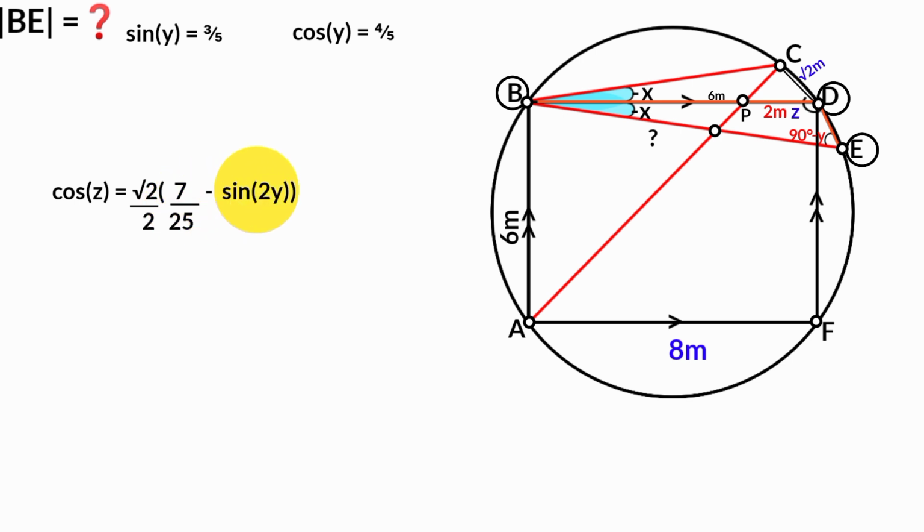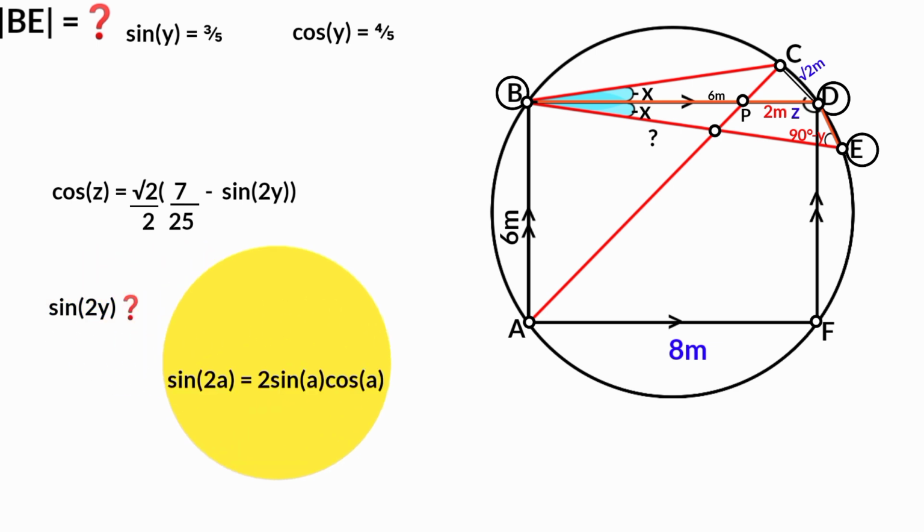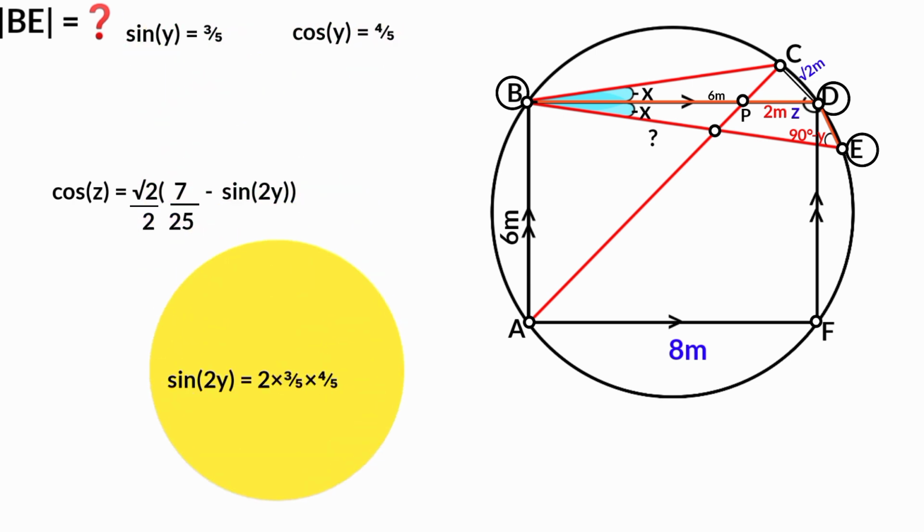Now take this sin 2y. From the double angle identity, sin 2a equals 2 sin a cos a. Let a equal y. So sin 2y equals 2 sin y cos y. Substitute these values of sin y and cos y here. So sin 2y equals 2 times 3 over 5 times 4 over 5. 3 over 5 times 4 over 5 is 12 over 25. 2 times 12 over 25 is 24 over 25. So sin 2y equals 24 over 25.